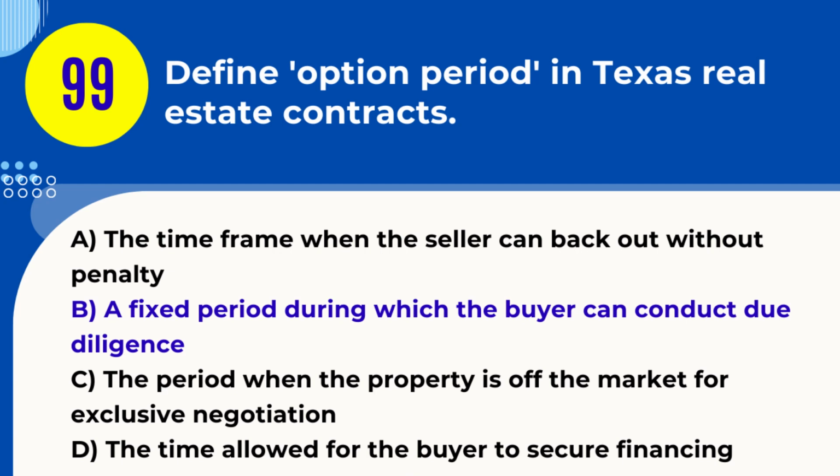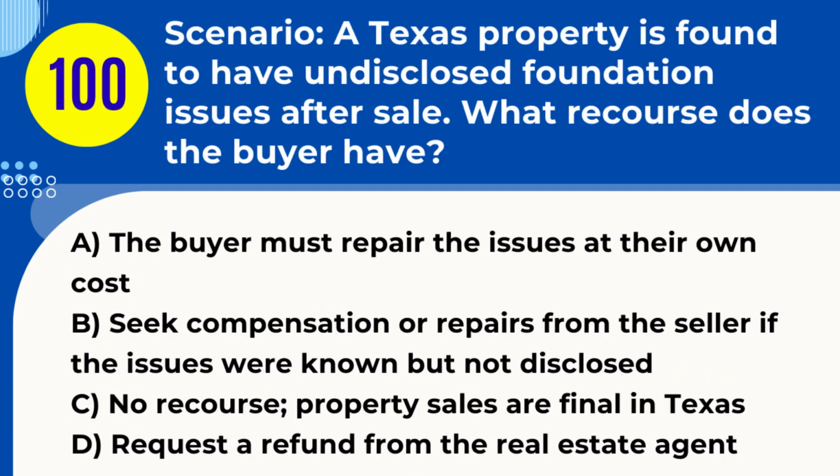Explanation. The option period in Texas real estate contracts is a specified time frame, agreed upon by both the buyer and seller, during which the buyer has the exclusive right to conduct due diligence, such as inspections and property evaluation. The buyer typically pays a fee for this option, and it allows them to terminate the contract for any reason during this period. Question 100. Scenario. A Texas property is found to have undisclosed foundation issues after sale.